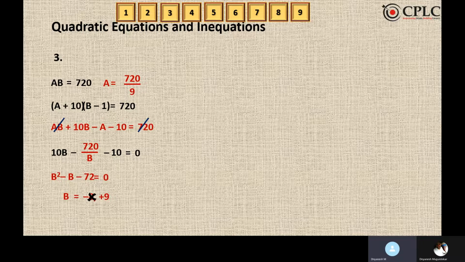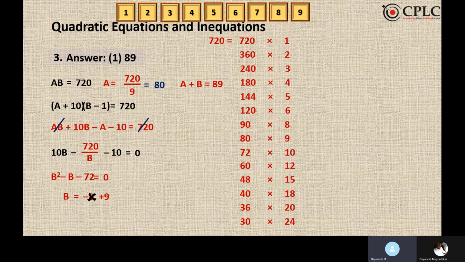Substitute that in the first equation. You'll get the value of A as 720 upon 9, which is 80. The question was, find the sum of the original two numbers. The original two numbers are 80 and 9. When we add both of them, we'll get 89 as the answer, which is option one for the third question.